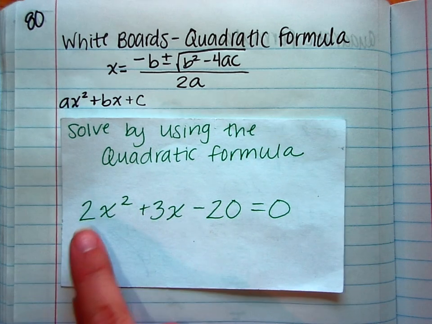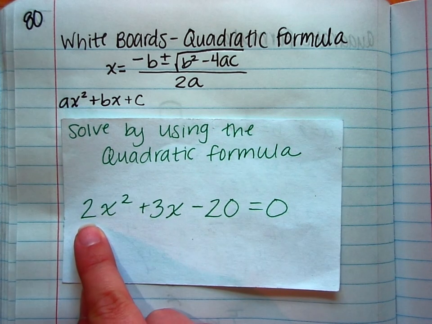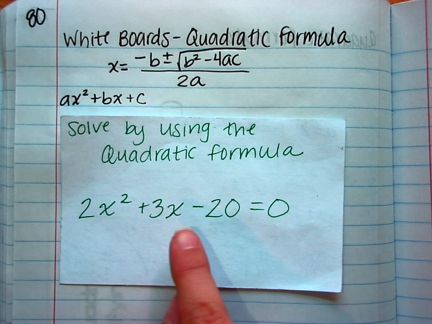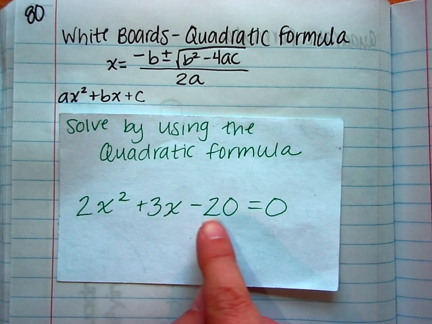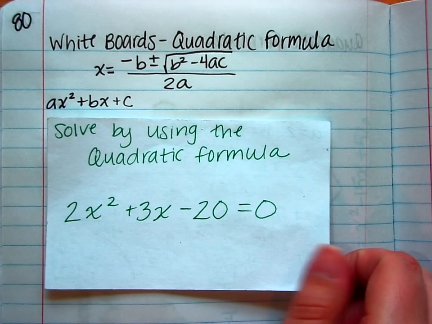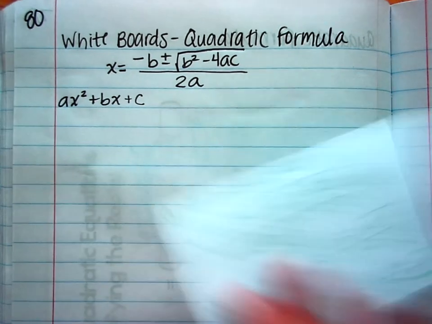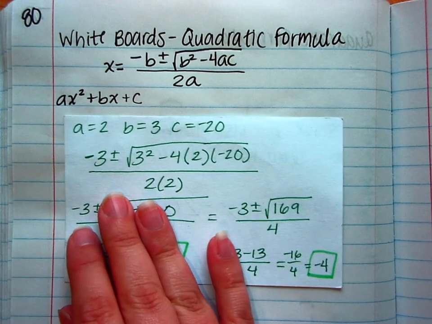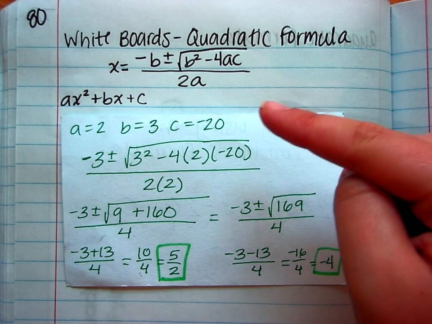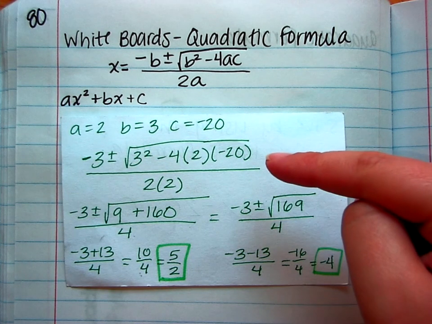Okay, so a is in front of x squared. A is 2. B is 3, the number in front of x. C is negative 20. Hopefully you paid attention to that negative, okay, because that's going to change a few things. Alright, so replacing the letters in this formula with the numbers, you end up with this as your first step.